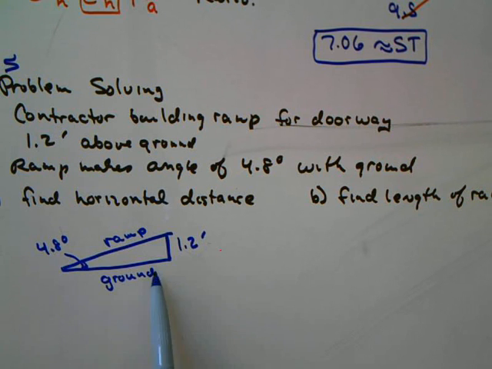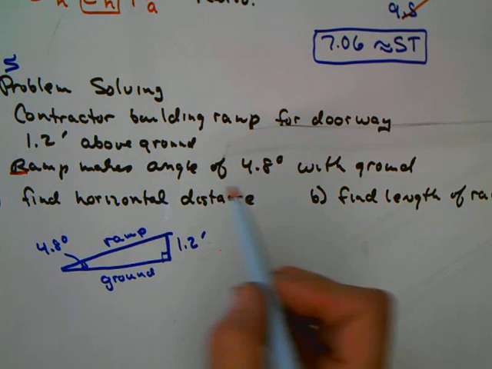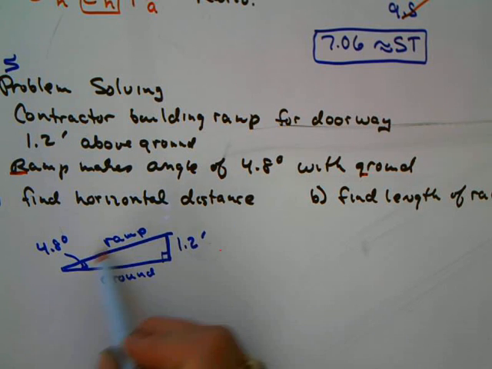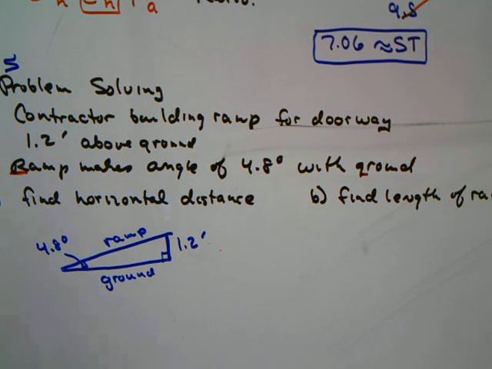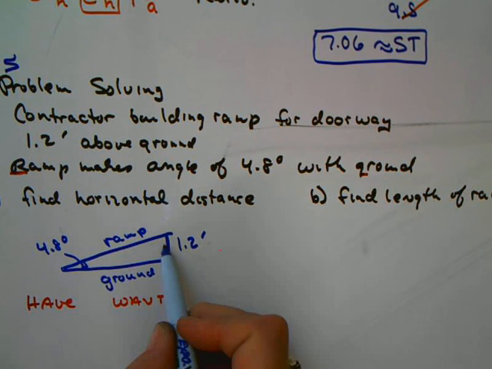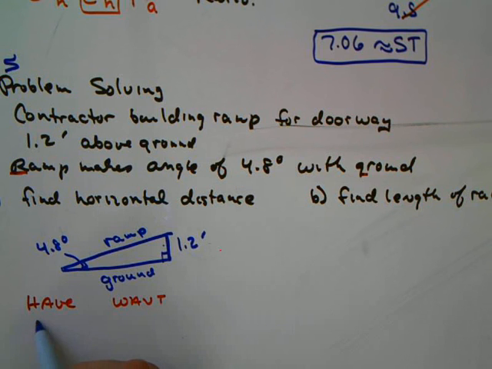Well, if I want to find the horizontal distance, I'm looking for the ground here. This is the right angle. So, same process, but you've got to draw the picture, so you have to be careful with that. Here's your clue: it says ramp makes an angle of 4.8 with the ground. So if you think ramp, ground, you know that's where your angle was. Think about, what do I have and what do I want? Well, I have the leg opposite the angle, and I want the ground, so I want the leg adjacent to my angle.